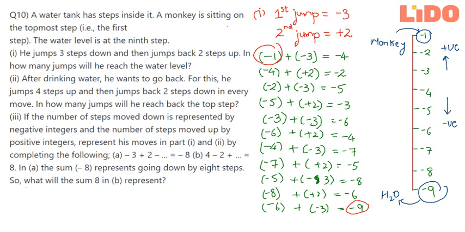So this is jump number 1, 2, 3, 4, 5, 6, 7, 8, 9, 10, 11. So it took the monkey 11 jumps to get from minus 1st position to minus 9th position. I hope that was clear.